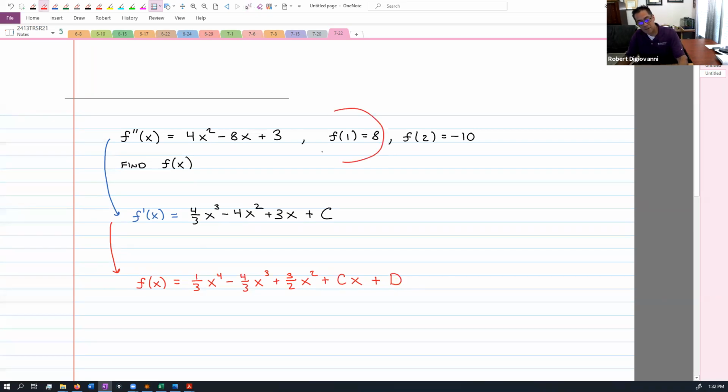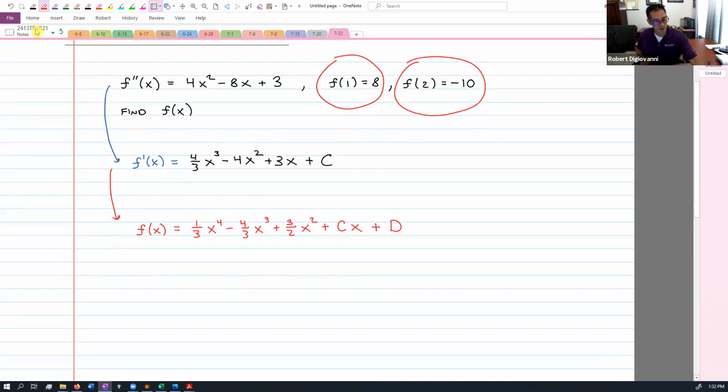But we have two pieces of information about the original function. So let's use that, okay? So I'm going to say f of 1 equals 8. And what that means is that when I plug 1 into this for x, it needs to spit out 8. So what happens if you plug 1 in for this? Let's see, we get 1/3 minus 4/3 plus 3/2 plus C plus D must equal 8.